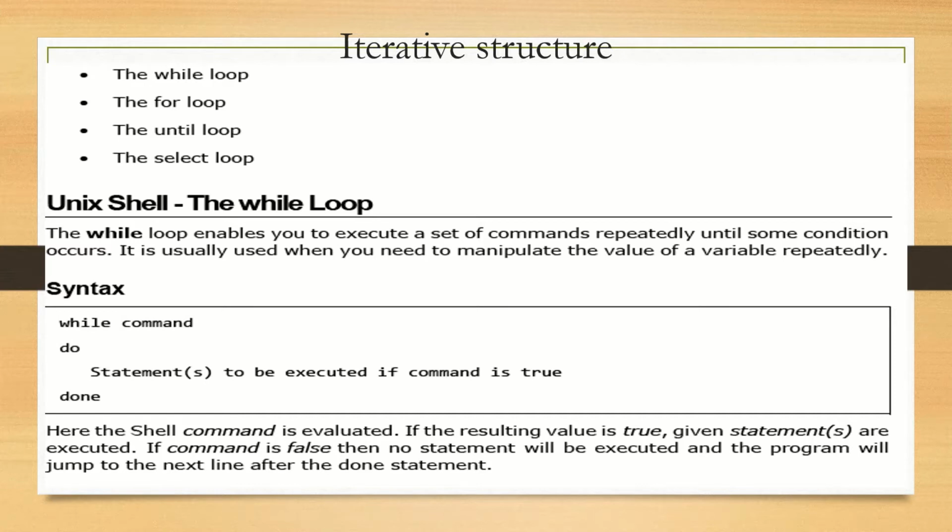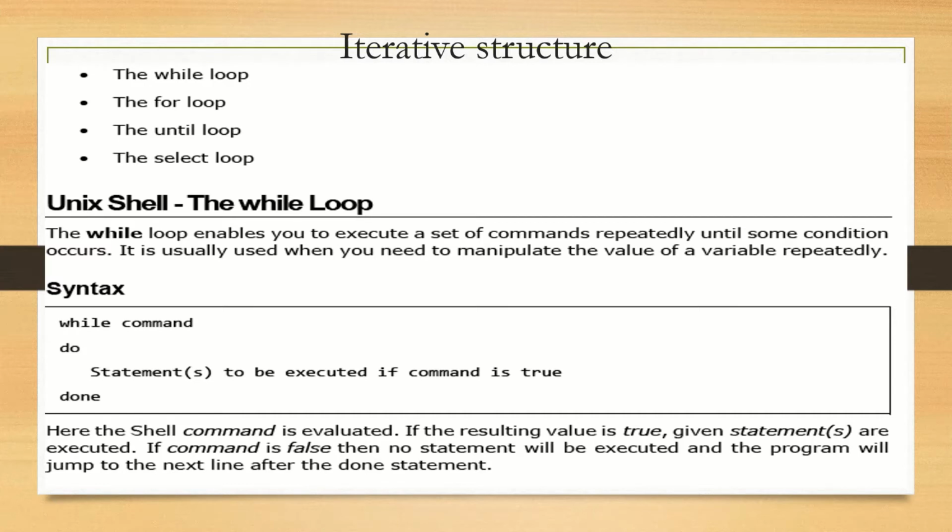For that reason, we are studying here one by one the while loop, the for loop, the until loop, the select looping structures of Unix scripting. The first one is the while loop. The while loop enables you to execute a set of commands repeatedly until some condition occurs. It is usually used when you need to manipulate the values of a variable repeatedly.